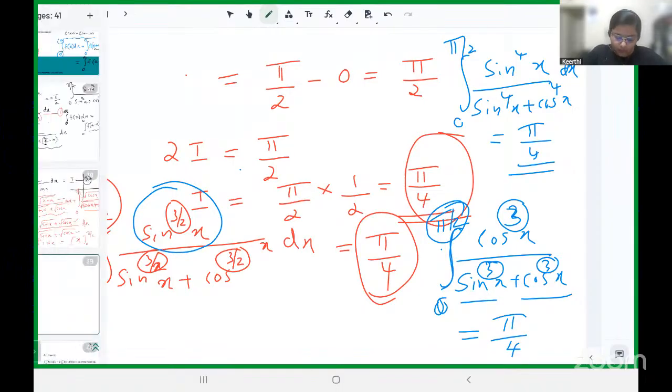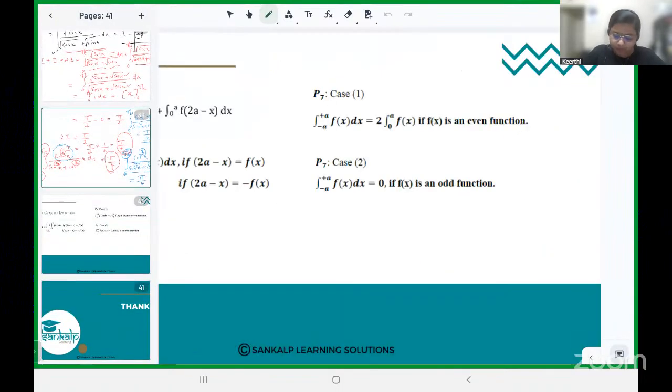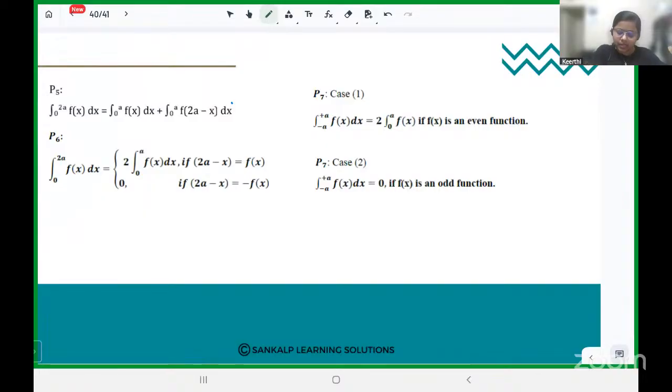Now we are moving on to the next property. This is our sixth property: integral 0 to 2a f of x dx can be split as integral 0 to a f of x dx plus integral 0 to a f of 2a minus x dx. What is this 2a? 2a is the upper limit. So we can split this integral as integral 0 to a f of x dx, where a is half of 2a.